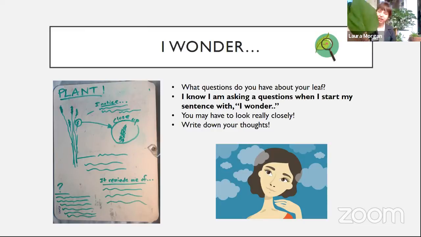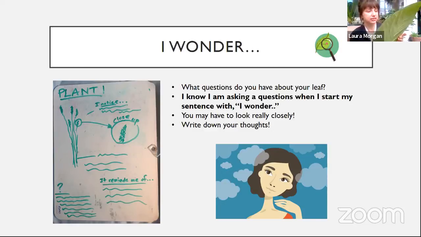So I want you to look at your leaf closely, but it can be any natural object, right? So look at your leaf closely, and I want you to see if you can come up with any questions. So things that you might not know about your leaf. And I want you to start your sentence with, I wonder, okay? Now you may have to look really, really closely in order to come up with those questions.